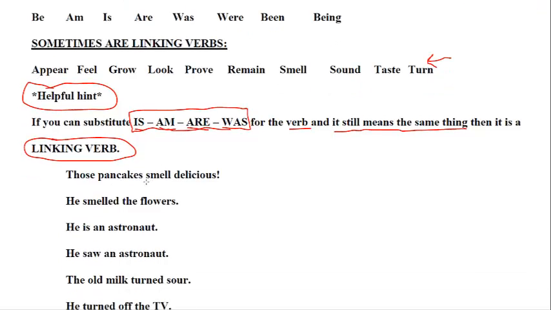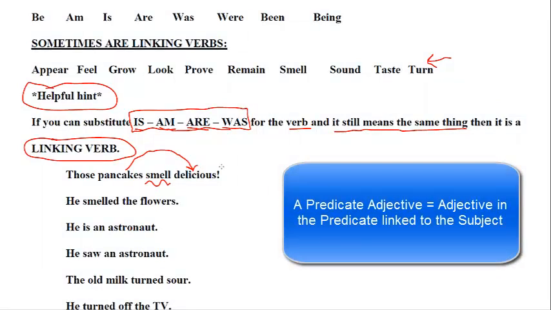Those pancakes smell delicious. All right? Those pancakes are delicious. That makes sense, okay? You're linking the subject to what's called a predicate adjective. This describes the subject. This word links the two together. So smell is a linking verb in this sentence.